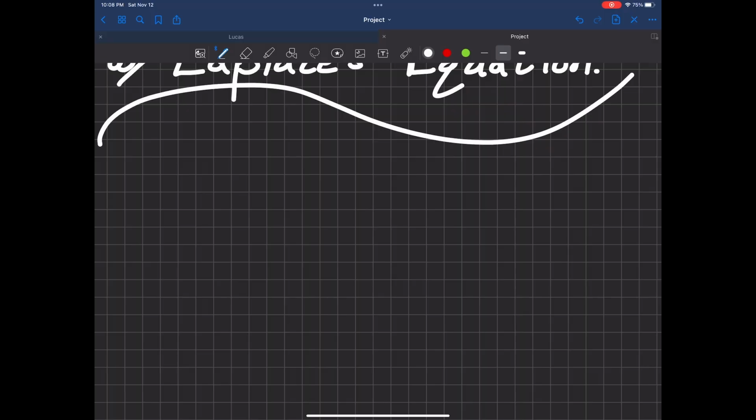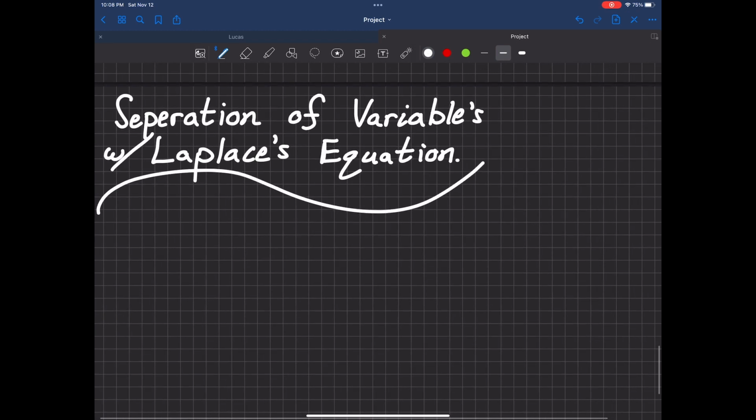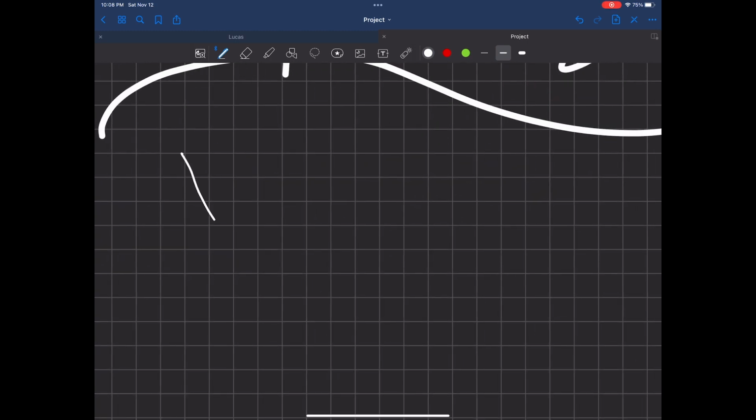Today's video, we're going to be going over separation of variables and how they relate to Laplace's equation. Okay, so to begin, what even is Laplace's equation? We're going to draw out what the formula looks like, and then I'm going to explain what it actually means and why it's important.